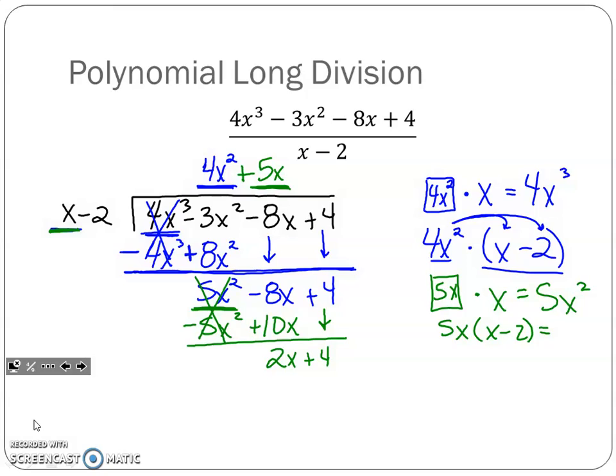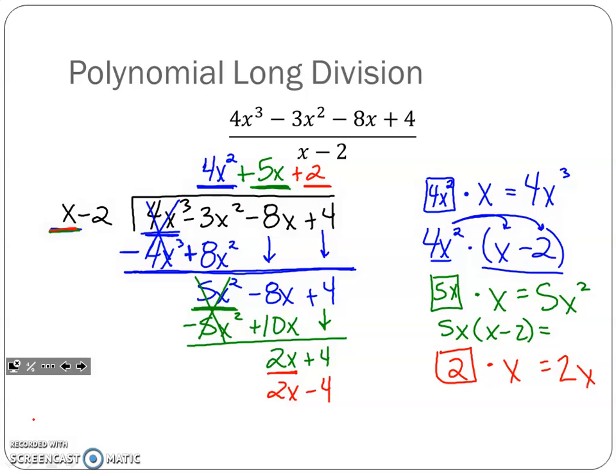I'm going to repeat the whole process over again. What times x gives me a 2x? I can come over here and make my little box. Times x gives me 2x. Well, I've already got an x, so I don't need anything else. The only thing I need is a 2. So I've got a positive 2. I've got to take that positive 2 times x minus 2, and you don't have to show the distributive property like I have. You can just say I'm taking 2 times x, gives me 2x. Taking 2 times a negative 2 gives me a negative 4.